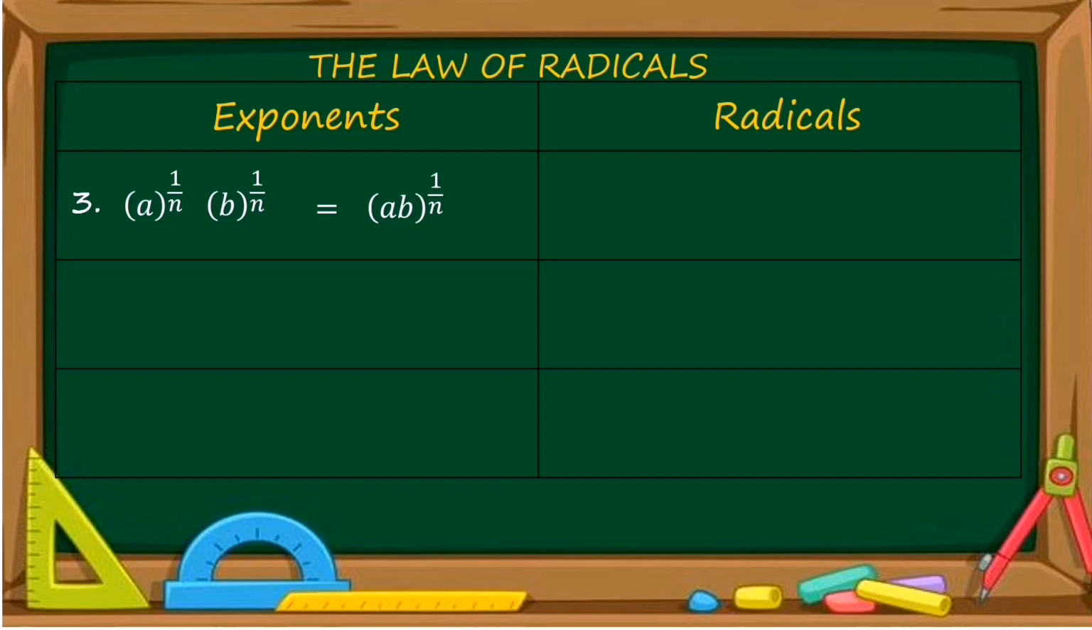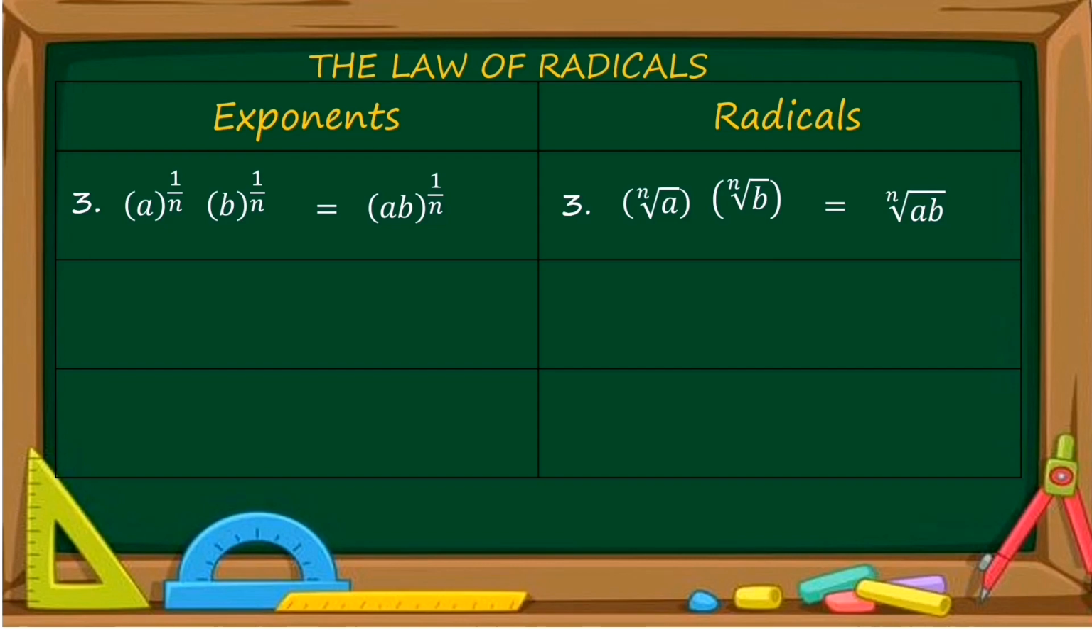Now, what is its equivalent in radicals? a raised to 1 over n in radicals is equivalent to the nth root of a. b raised to 1 over n in radicals is equal to the nth root of b. The quantity ab raised to 1 over n is equal to the nth root of a times b.